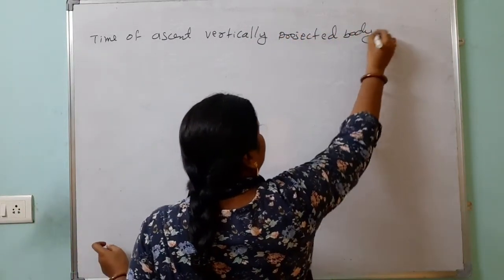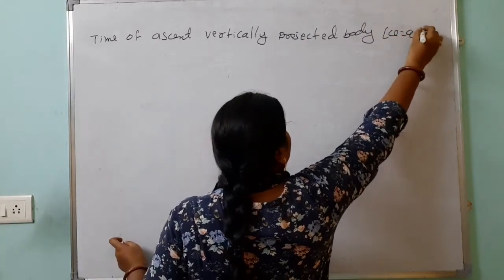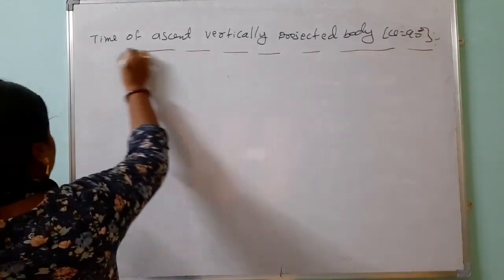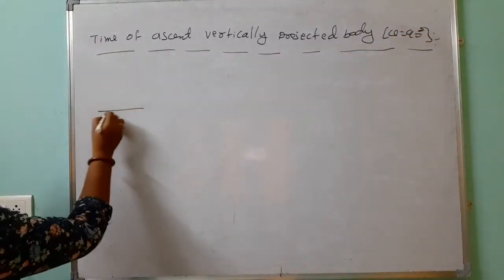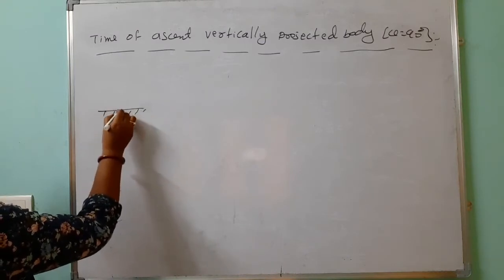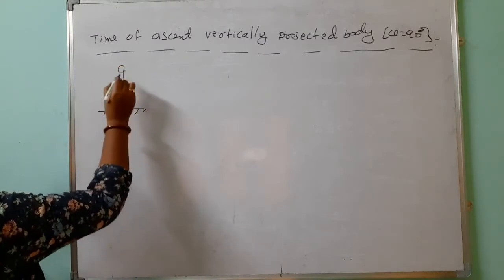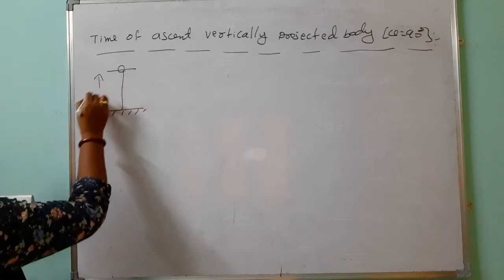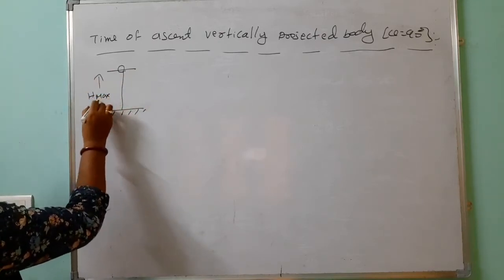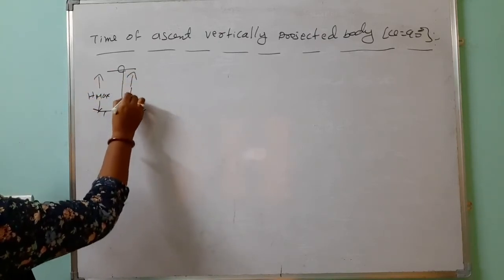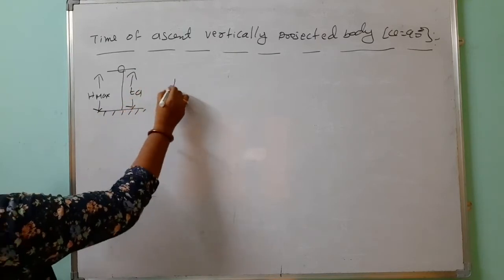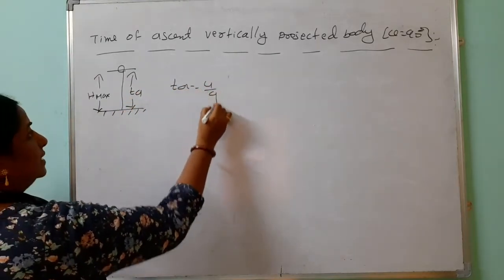Theta is 90 degrees here, like this. This is the ground. When the body is projecting upwards, it reaches the maximum height. How much time will it take? That is called the time of ascent. That formula you should remember: u by g.